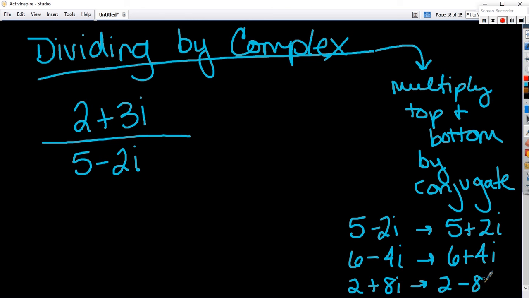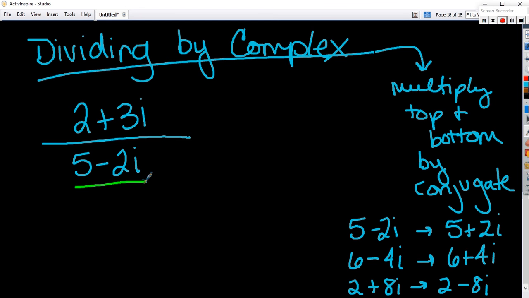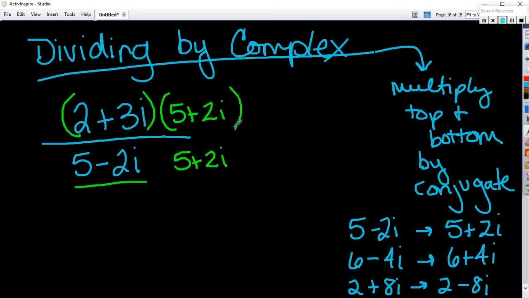2 plus 8i, what's the conjugate? See what we're doing? So the only thing I have to do is find the conjugate of the bottom, because the bottom is where the problem is. So what's the conjugate of 5 minus 2i? 5 plus 2i. And if I do it to the bottom, I also have to do it to the top. So now my division problem becomes a multiplication problem, because I'm going to multiply this times this, and this times this. And then you just gotta FOIL them across. So I'm FOILing up top, and I'm FOILing on the bottom.